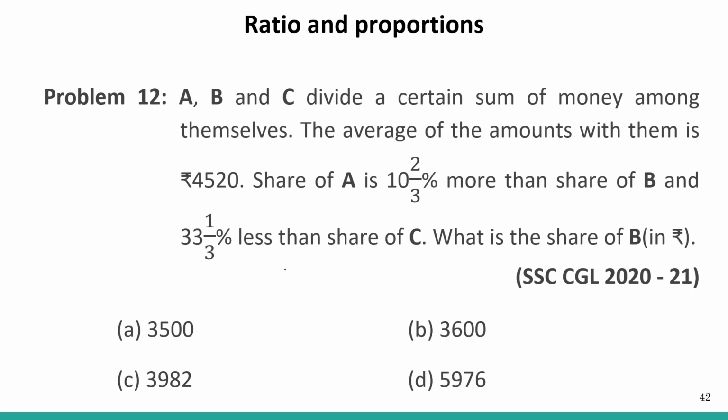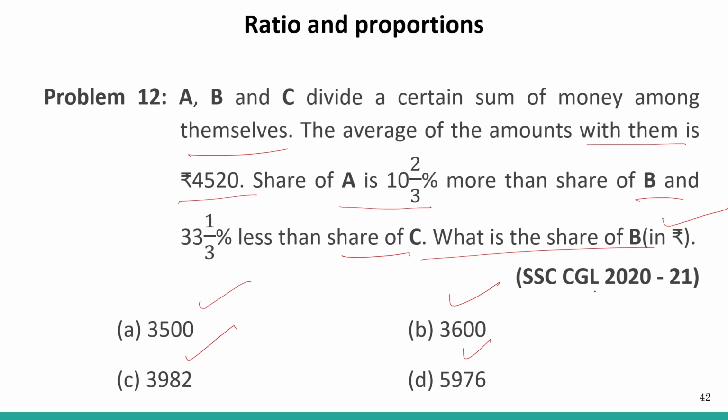So let's see problem number 12. If A, B and C divide a certain sum of money among themselves, so the average of the amounts with them is 520. The share of A is 10 whole and 2 by 3rd% more than the share of B, and 33 whole and 1 by 3rd% less than the share of C. What is the share of B in rupees? Is it 3500, 3600, 5976 or 3982?